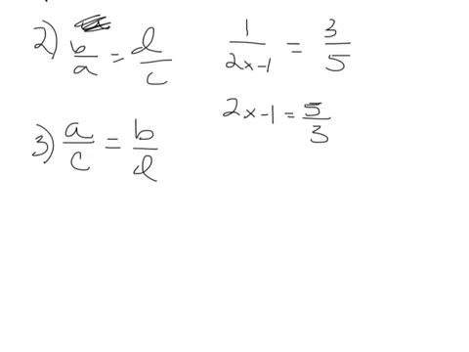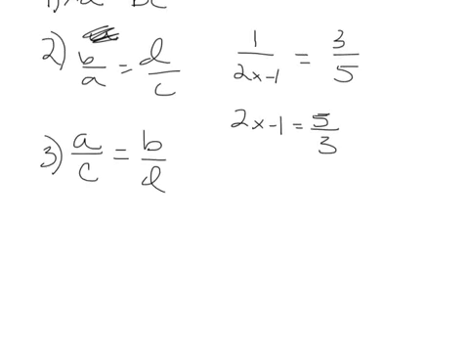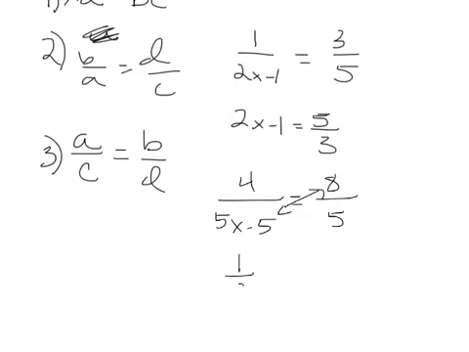If I had a problem such as this, 4 divided by 5x minus 5 is equal to 8 over 5. Okay? The BC switch would allow us to switch those two locations. 4 divided by 8 would be 1/2. 5x minus 5 divided by 5 would be x minus 1. And that was just doing the BC switch instead of doing the cross product.